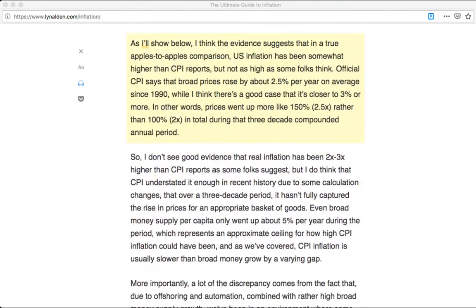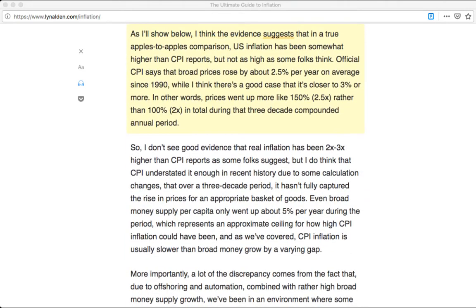As I'll show below, I think the evidence suggests that in a true apples-to-apples comparison, U.S. inflation has been somewhat higher than CPI reports, but not as high as some folks think. Official CPI says that broad prices rose by about 2.5% per year on average since 1990, while I think there's a good case that it's closer to 3% or more. In other words, prices went up more like 150%, 2.5x rather than 100%, 2x in total during the 3-decade compounded annual period.